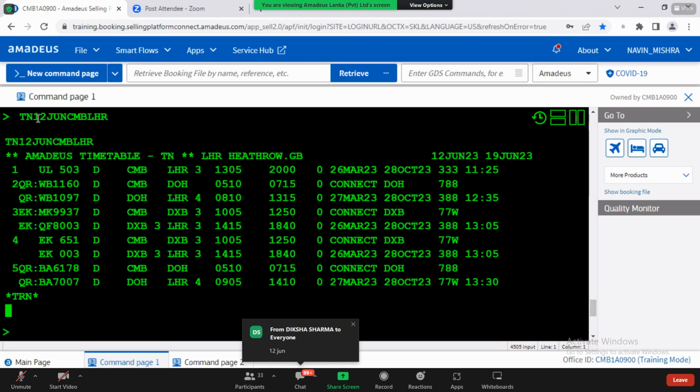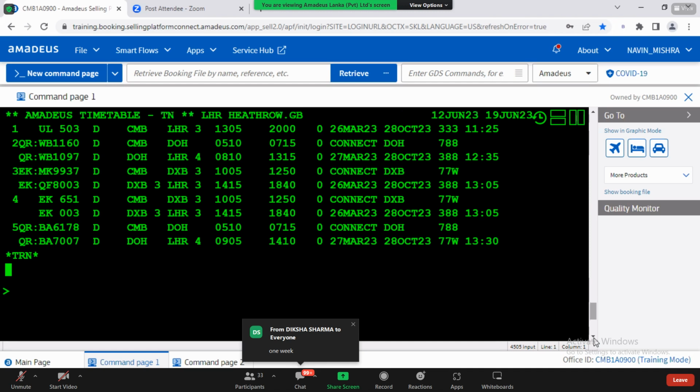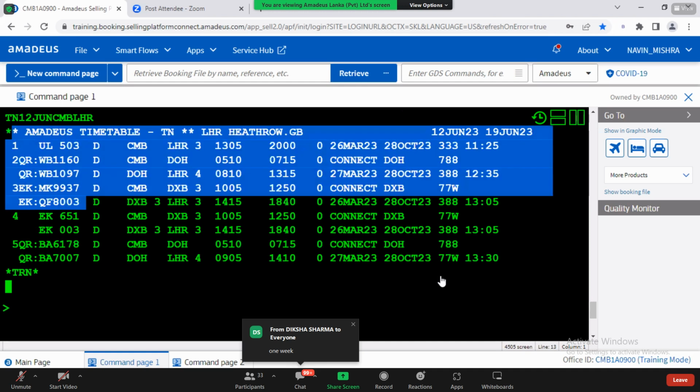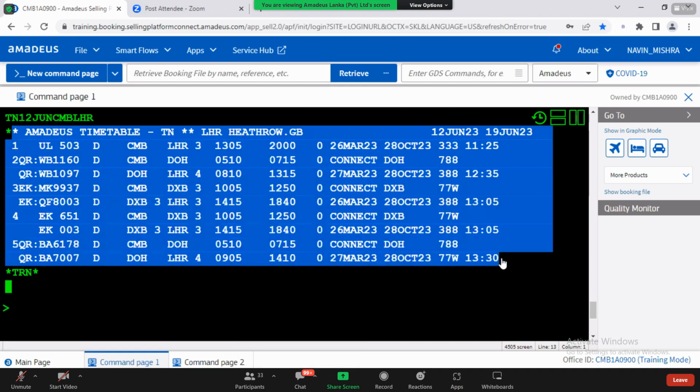Very nice. So it will not search only for the 12th of June date. The TN command will always show you the 1 week timetable. So it will pick the 12th of June and add the next 7 days. Do you see this here? Between 12th and 19th of June, the flight timetable is displayed. It's a 1 week display timetable. So the TN command will always display a 1 week timetable.